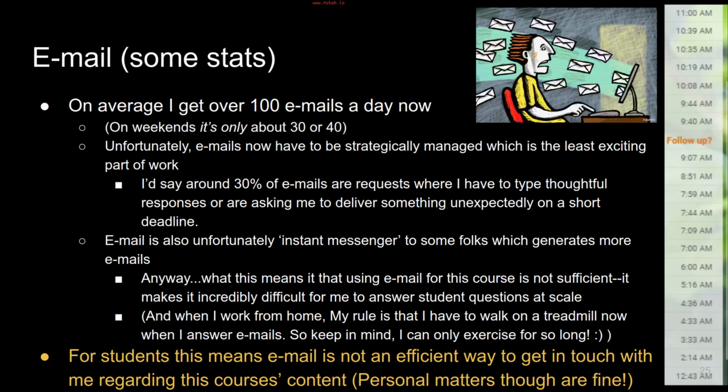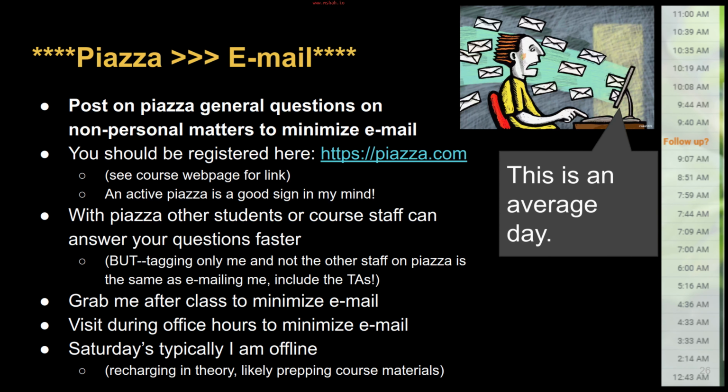Some other logistics: email. I get too much email, over 100 emails a day, even in the summer. It's kind of a bummer, so I have to be a little strategic in how I manage it. It's like every 10 minutes or so I get an email. Sometimes email becomes instant messenger between colleagues, and it's not an efficient way to get in touch with me about this course, especially if you're copying and pasting code and sending it over email. So instead, I prefer Piazza much, much more. So please use Piazza for any course-related stuff.